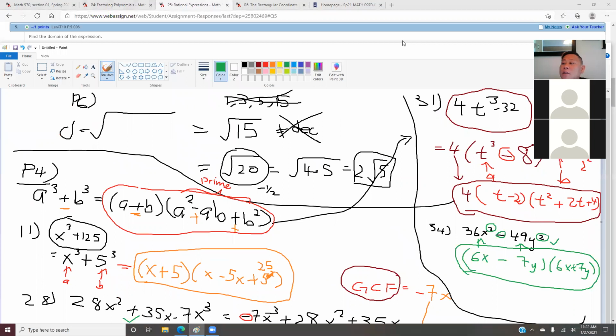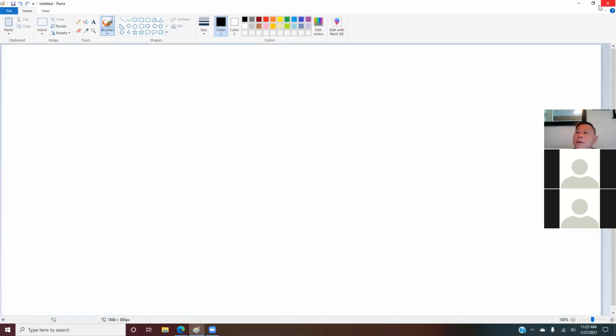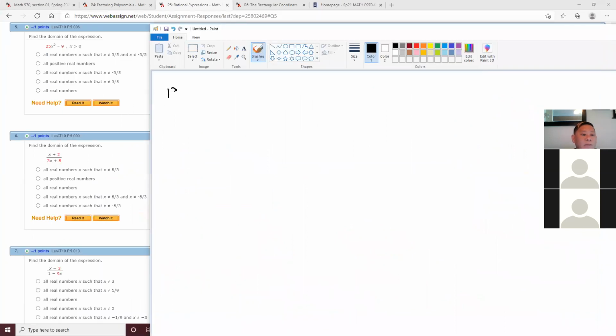Do you guys need to take pictures of this, or you think you're good to go with what we just wrote on this page? I'm good. I wrote already. Okay, good. All right, so we talk about P5 now. So we start with question 5 here.